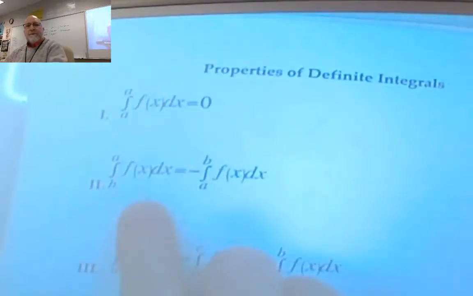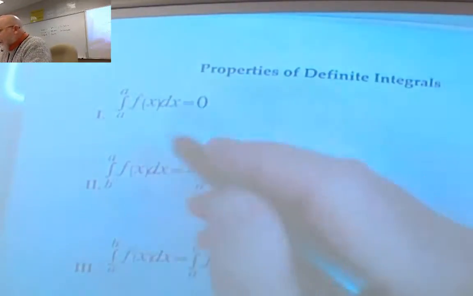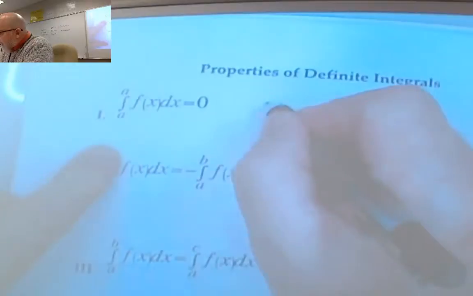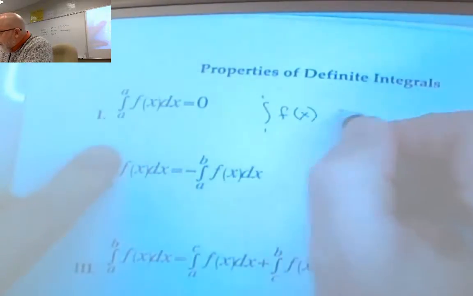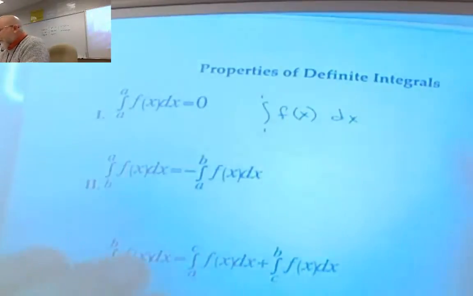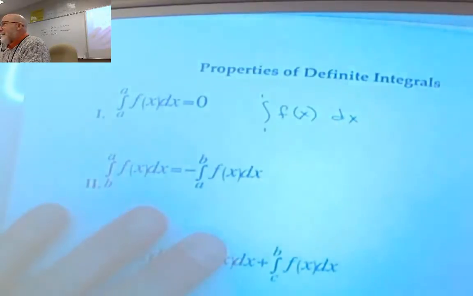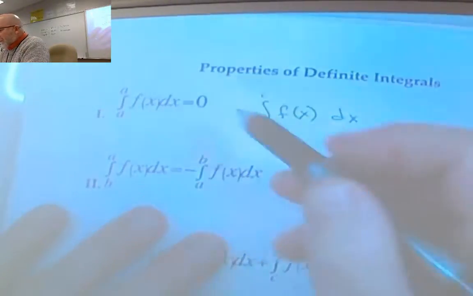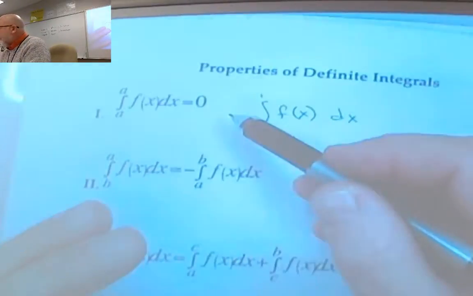All right, some facts, some properties of integrals. First of all, if I integrate from 1 to 1 of f of x dx, I am saying how much area is between 1 and itself. There's no area in between it. Does that make sense? So this is always 0. Are we okay with that?